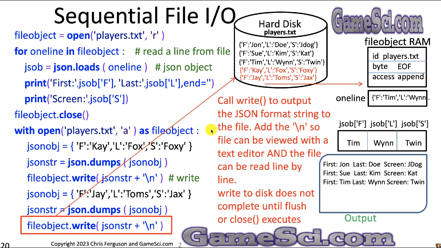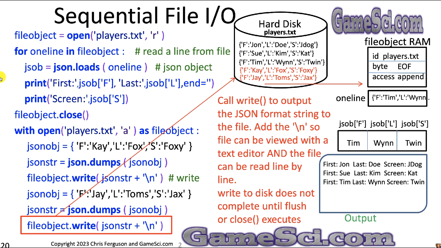We're going to add a \n so the file can be viewed with a text editor and the file can be read line by line. Recall the previous example right up here where we read the data file by line. We got to make sure there's a \n at the end of every record in this file. The write to disk does not complete until a flush or a close executes. I drew these in red because they are pending writes to the disk file.